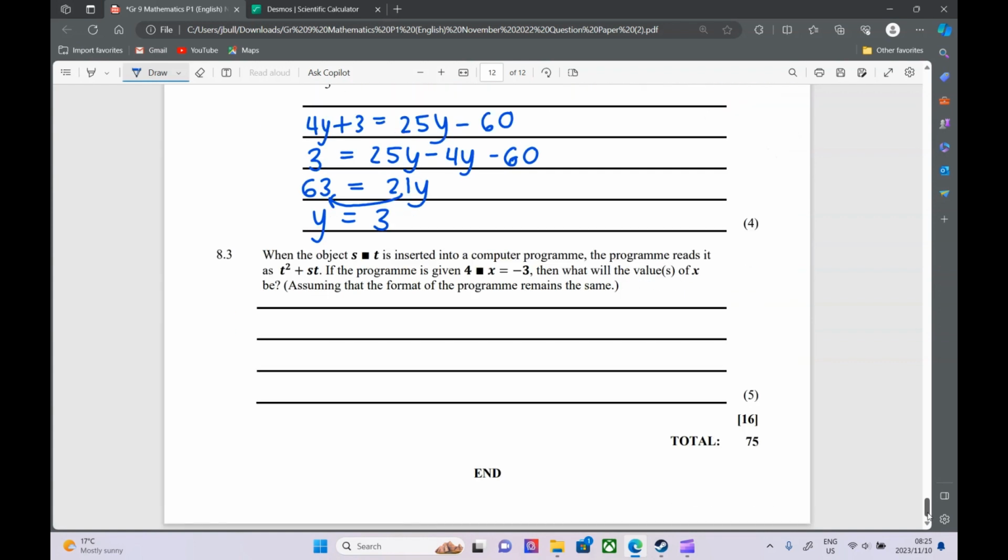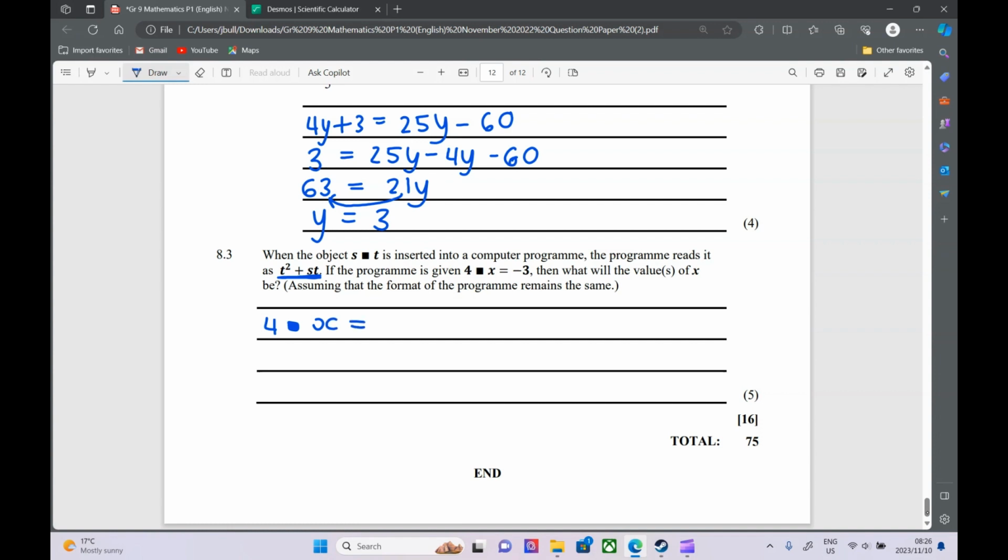Okay, this would be a challenge question just to kind of see. They always include one of these questions that you've never really seen before. So this would be it. When this object s.t is inserted into a computer program, the program reads it as this expression. So now they want us to put in a different thing and then work out x. When we had this one, s.t, we got this. So let's see if we've got 4.x. Let's follow that same format.